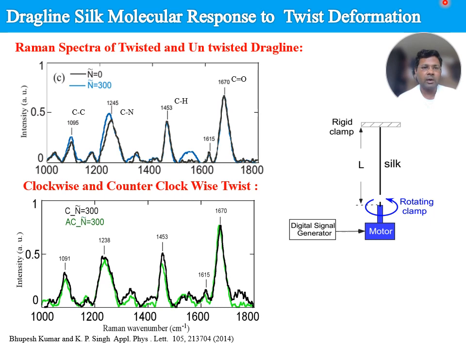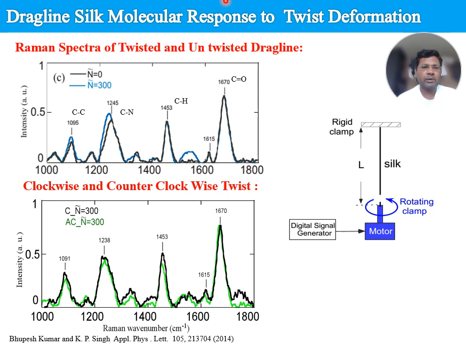The weak peak around 1550 cm inverse corresponds to the side chains that did not show any systematics in our measurements and could be due to natural variability in the silk.